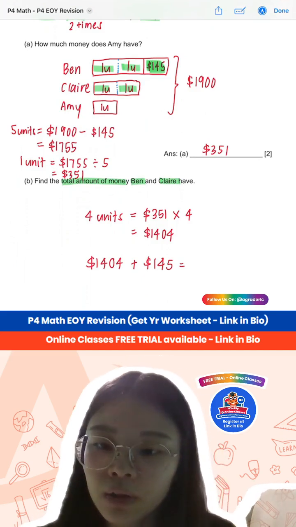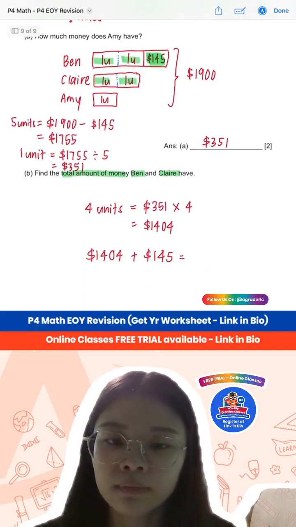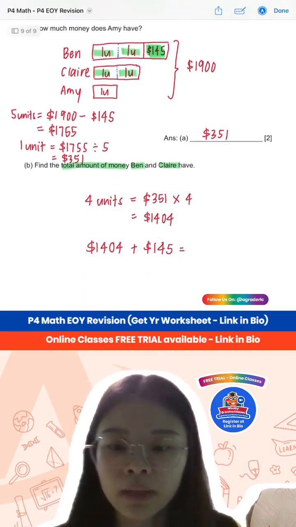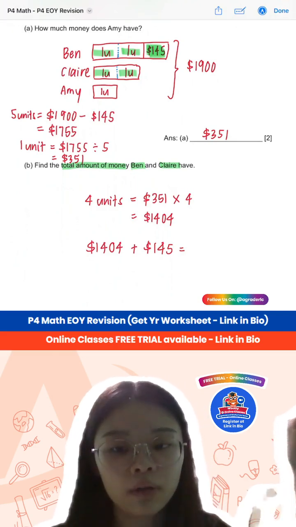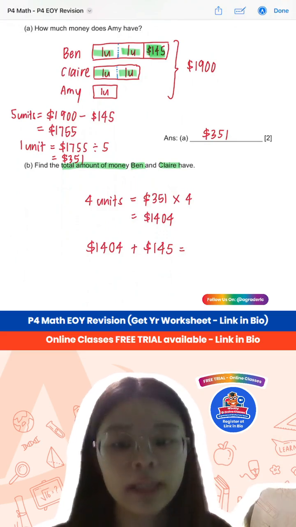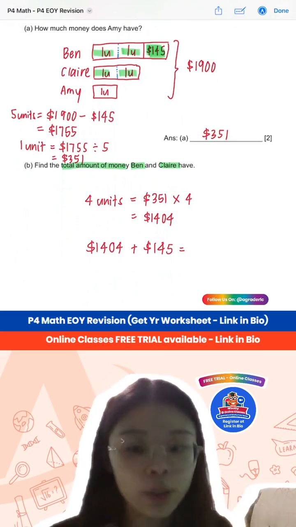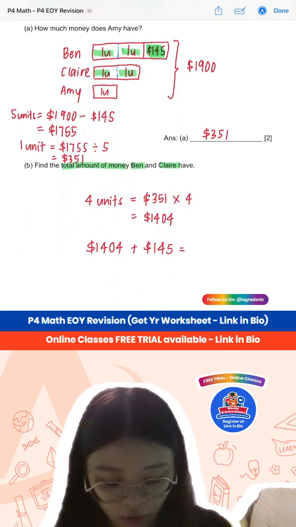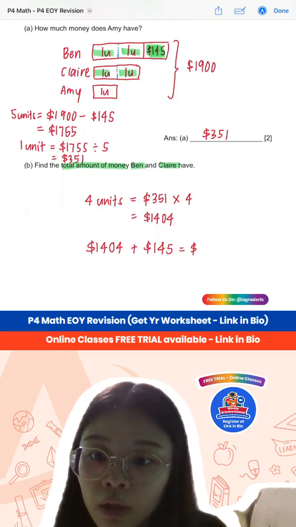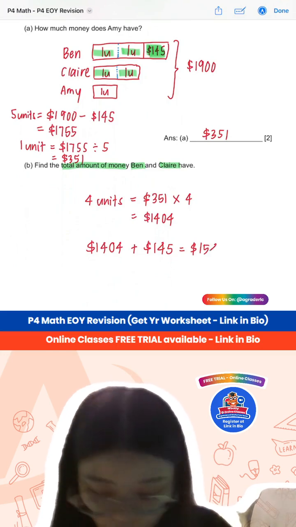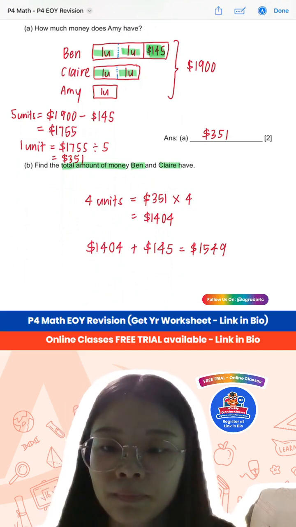I believe some schools will have this error carry forward. Because part A is wrong, but in part B you show understanding, you still get just the method mark. You don't get the answer mark. The answer mark is still wrong. So most of you wrote 1,549. Good.